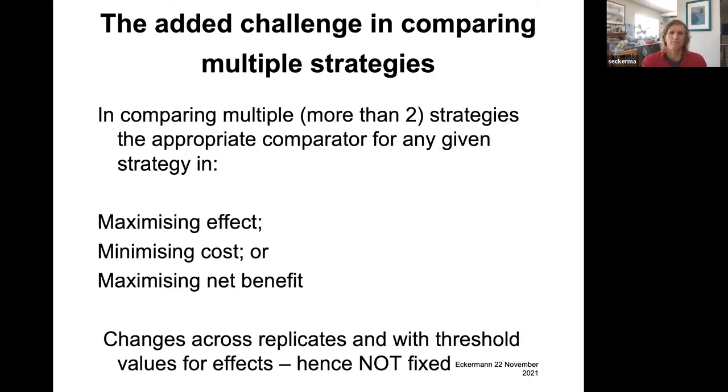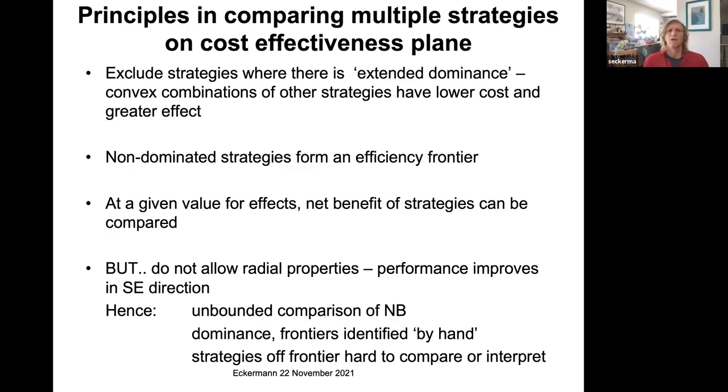So in comparing multiple strategies, the appropriate comparator for any given strategy, whether it's maximizing effect, minimizing costs, or maximizing net benefit, is going to change across replicates, and in the case of net benefit, with the threshold values of effect. So it's not fixed. When you do things on the cost effectiveness plane, because that is fixed, they have an arbitrary rule of basically setting the least cost strategy to being the origin, and everything's compared relative to it.